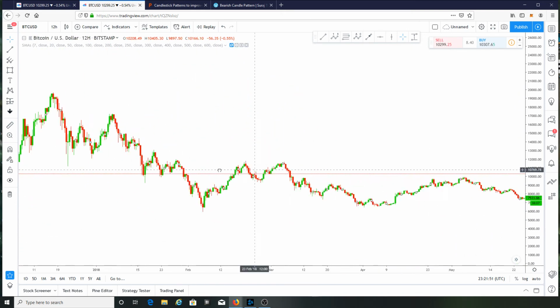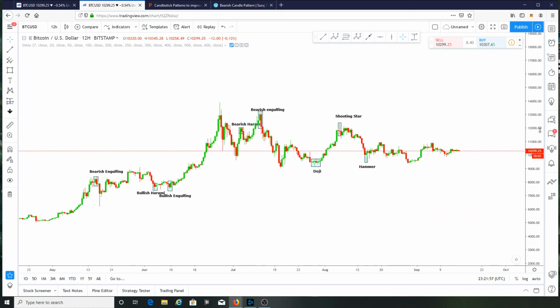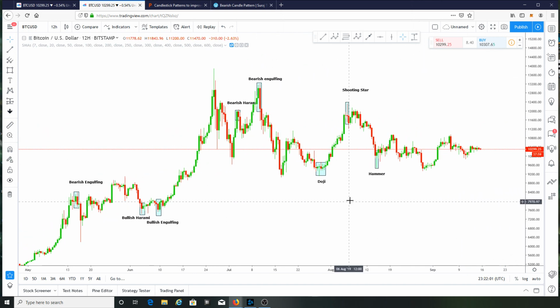So practice these. These are really great and handy tools when you're trading, whether you're a scalper or a swing trader, to help give signals of trend reversals. Okay.